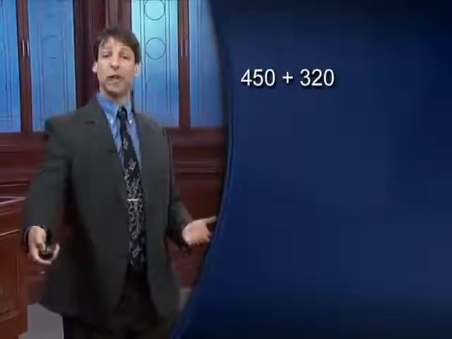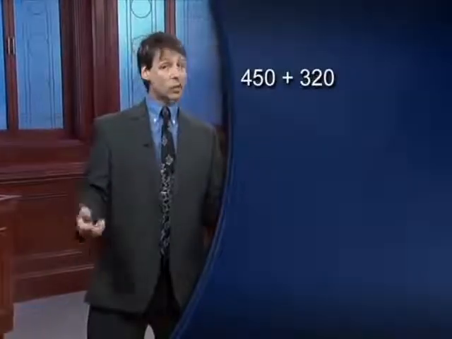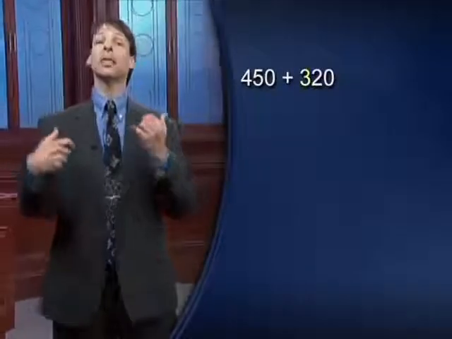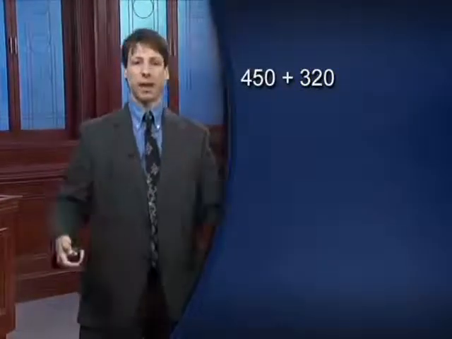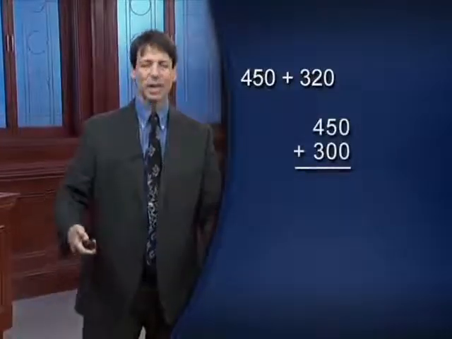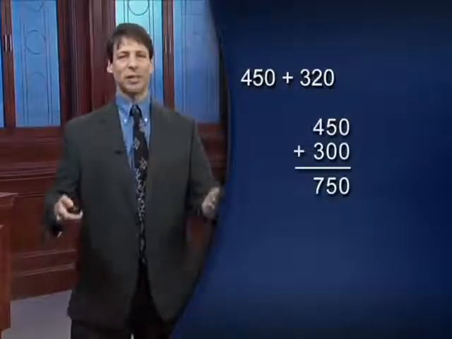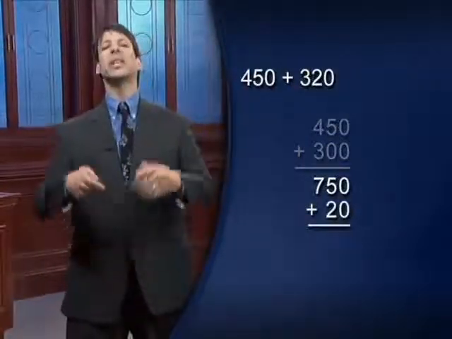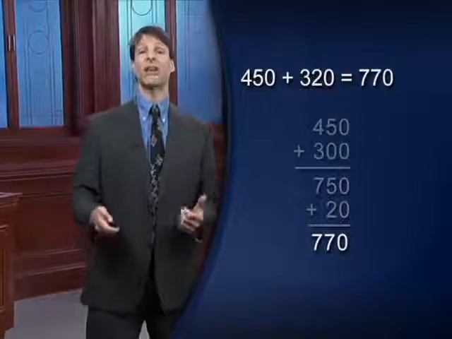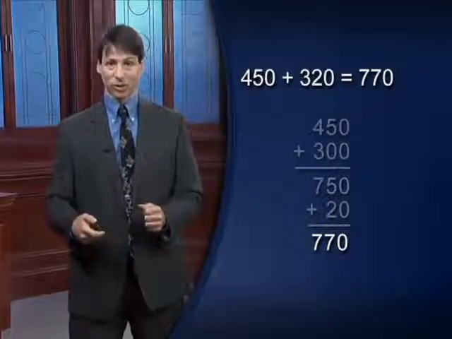For example, 450 plus 320. Here our strategy is to first add 300, then add 20. 450 plus 320, this becomes, after adding 300, 750 plus 20. 750 plus 20 is 770, 770, that's your answer. We often see round numbers like this when we're counting calories.